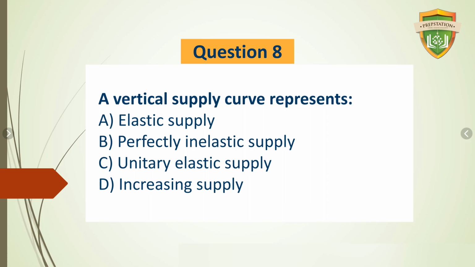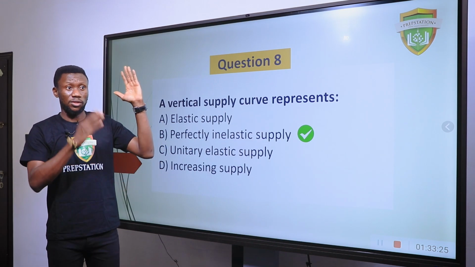So number 8, a vertical supply curve represents what exactly? We drew that graph earlier, and the graph tells us that it is a perfectly inelastic supply curve. Vertical is upward, horizontal is going forward.